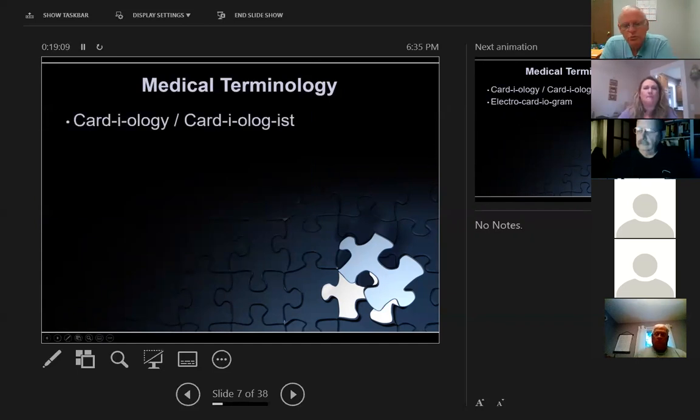So using the root word for heart, we have card. We put a combining form in there, and then we add the ology for study. We have cardiology. That's a study of the heart. Someone that studies the heart is a cardiologist.